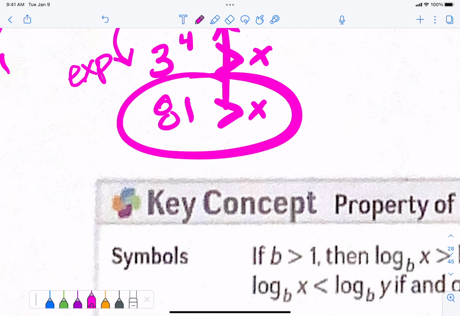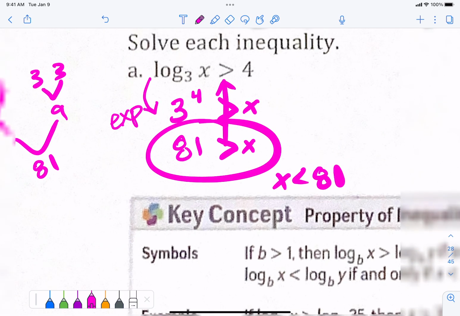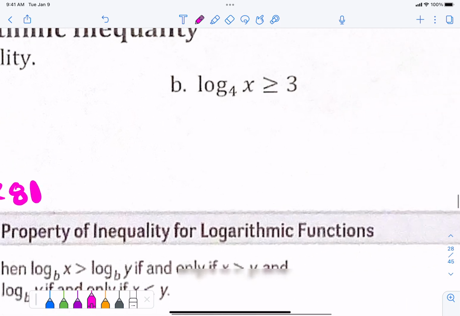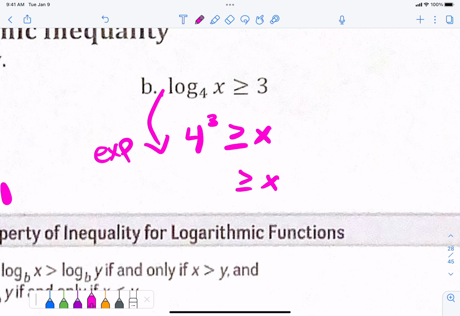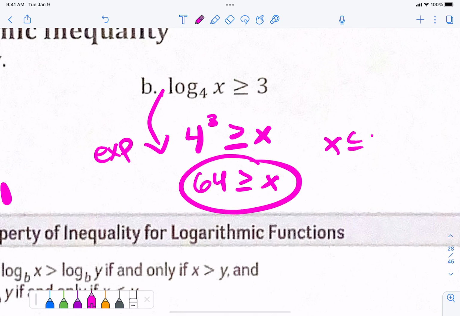If you are one of those people that has to have the x on the left, you can flip it around. Otherwise, if you don't care, you can leave it. Happy with that? Okay, let's do b. Let's make it an exponential function also. The base is 4 to the 3rd is greater than or equal to x. So x is less than or equal to 4 to the 3rd, which is 64.